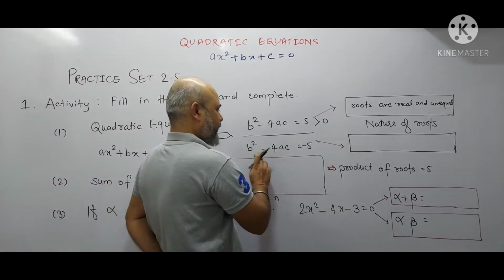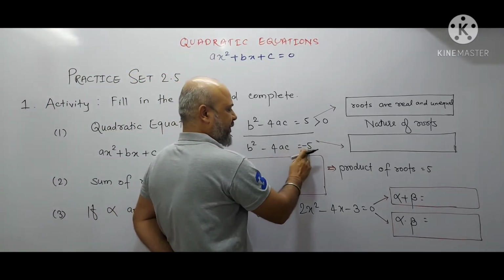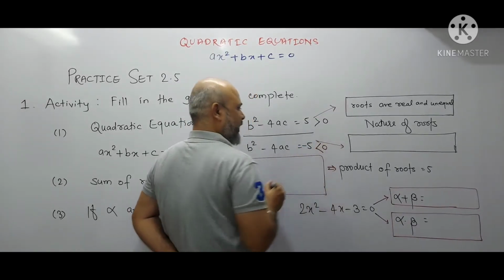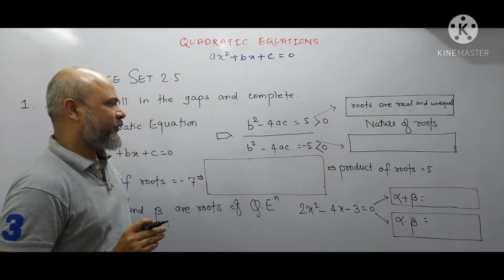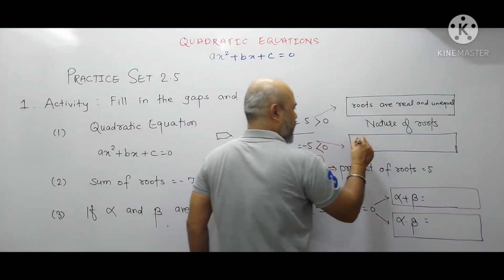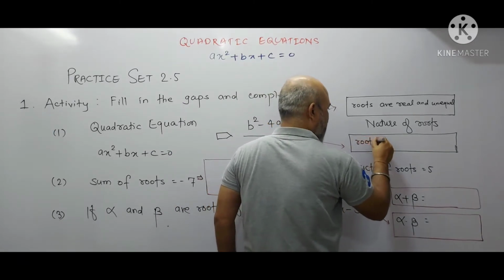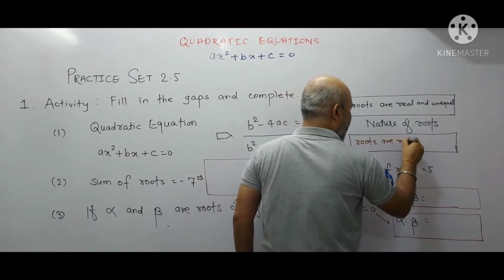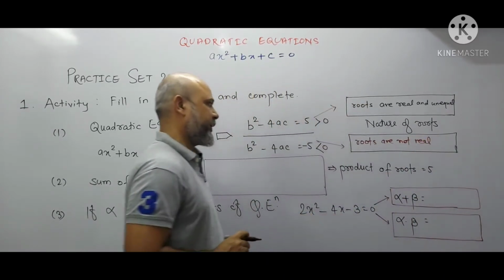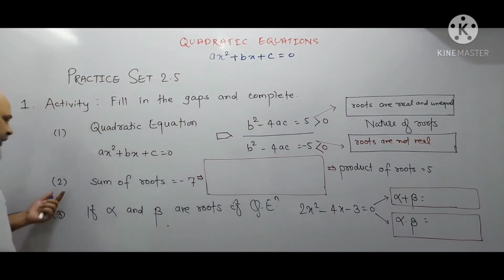Now this value of b square minus 4ac, here this is minus 5. Minus 5 is less than 0. Okay, minus 5 is less than 0. So when value of discriminant is less than 0, then we'll write roots are not real. Okay, roots are not real. Now we will see second one.